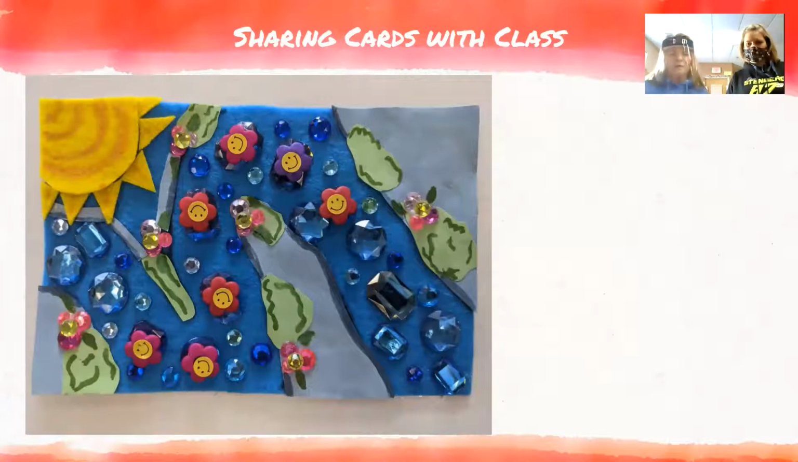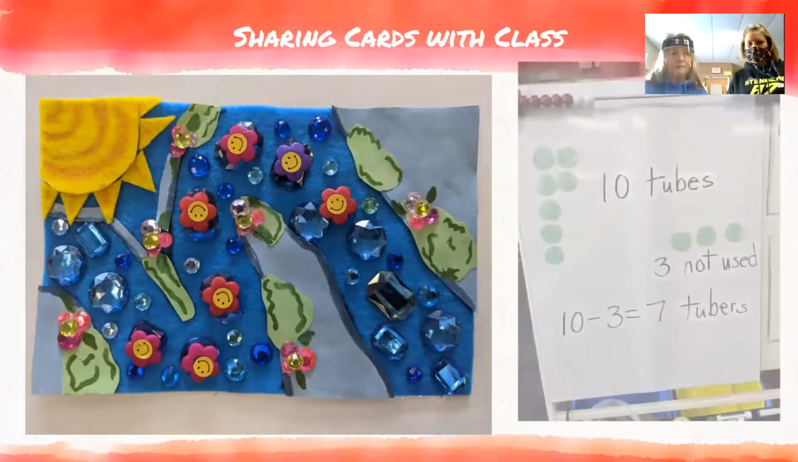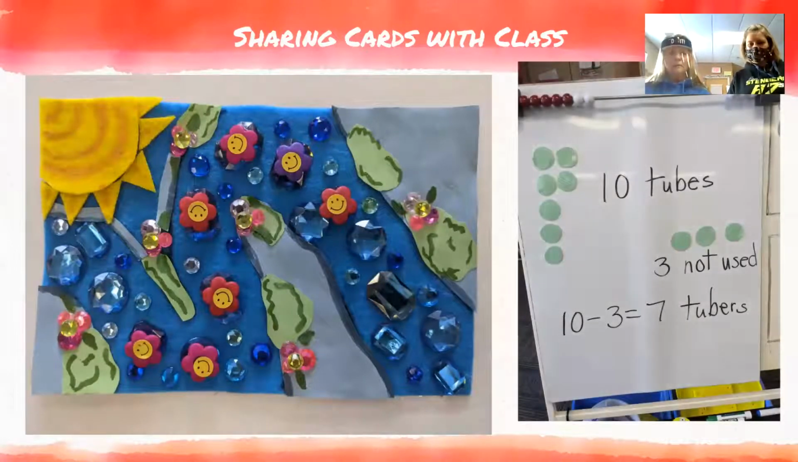We did some subtraction. I think we ended up with subtraction on this one. We had 10 tubes in all, 3 weren't used, so we had 7 tubers going down that river. You see the rekenrek on top. We purchased these. This one's a 10. I've got one that's a 20 and one that's 100. We use them a lot.